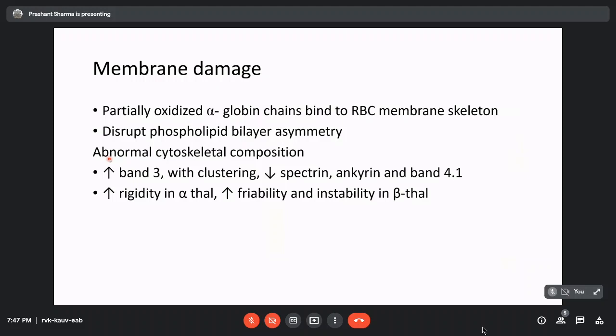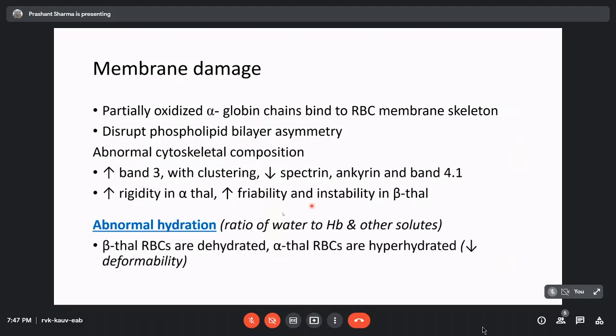It's been observed that thalassemic erythroblasts as well as red cells have abnormal cytoskeletal composition. There is an increase in band 3 and with clustering of band 3, which is normally an aging related change. There is a decrease in spectrin, ankyrin and band 4.1, again an aging related change. There is an increase in rigidity in alpha thalassemia, and there is an increase in friability and instability of the red cell membrane in beta thalassemia.